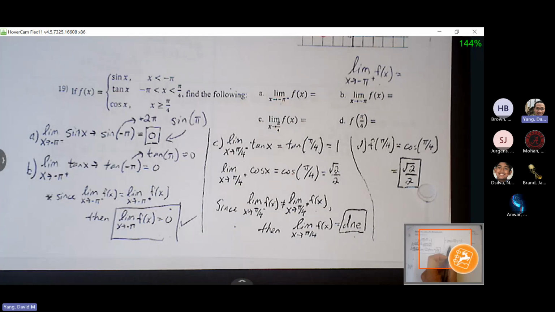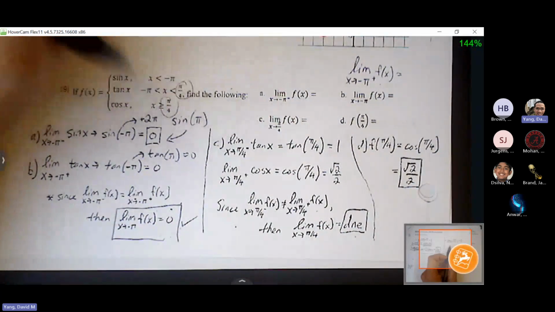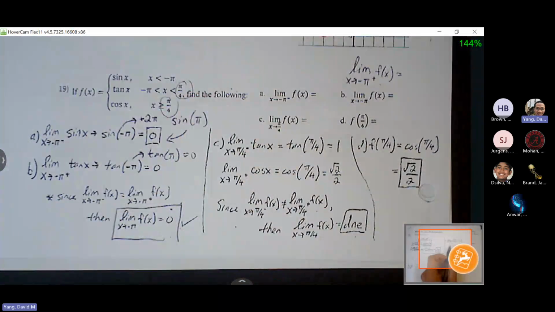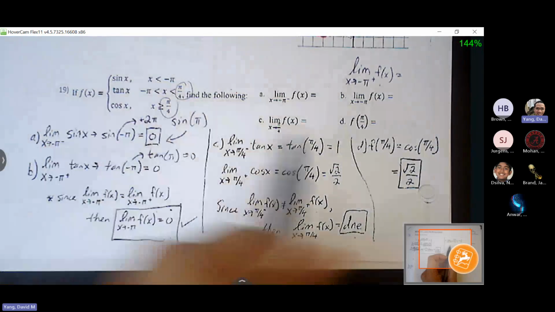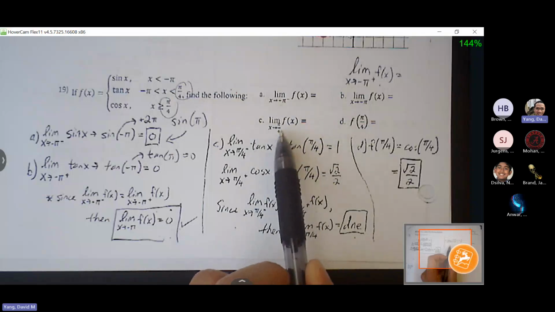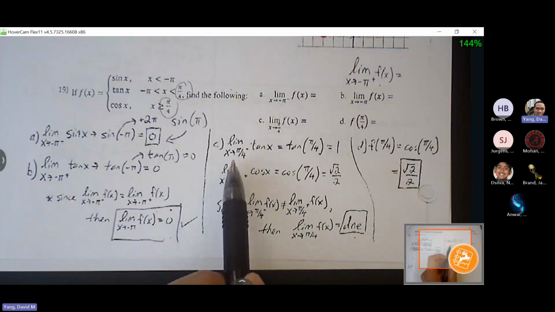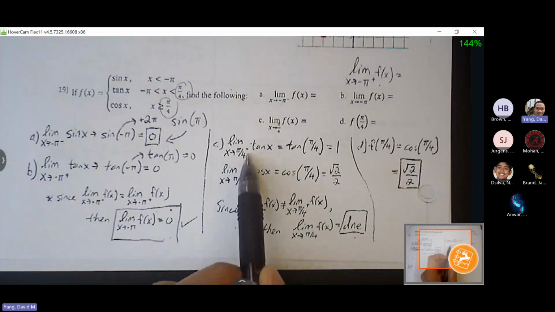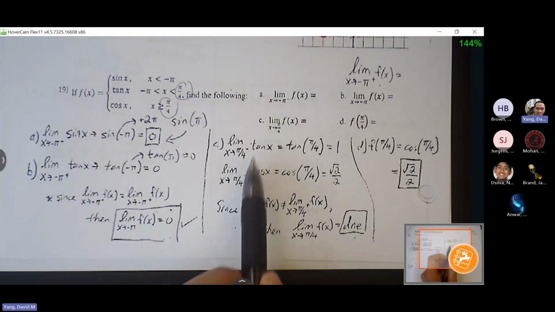For part C, limit as x approaches pi over 4. The issue is that we see pi over 4 as a dividing point where both sides of pi over 4 show a different piecewise function. So we can't just rely on one limit statement because we have different graphs on either side of pi over 4. So again, we're going to rely on one-sided limits. So limit as x approaches pi over 4 from the left side for tangent of x, and also limit as x approaches pi over 4 from the right side of cosine of x. So direct substitution first.